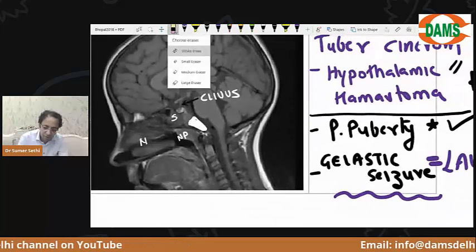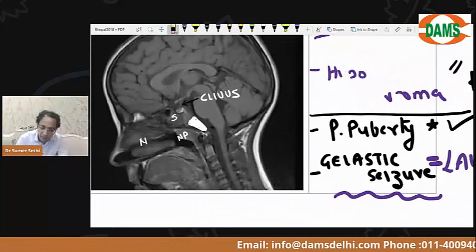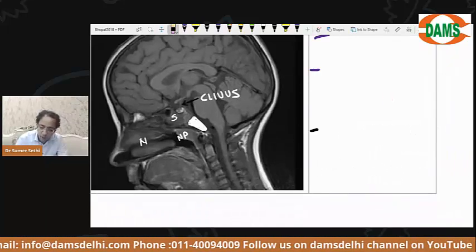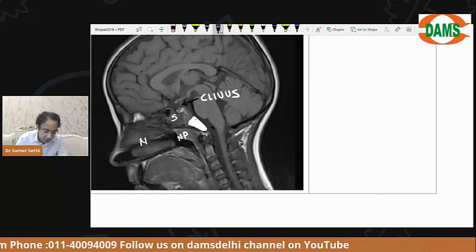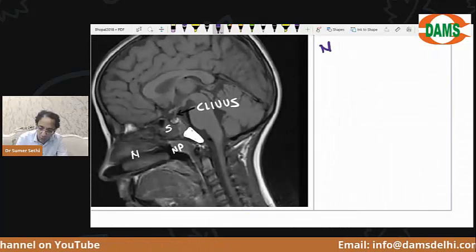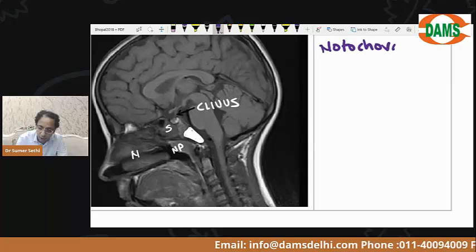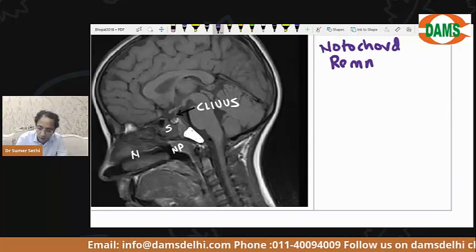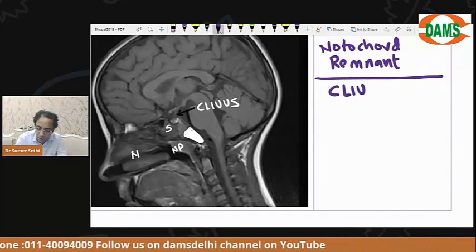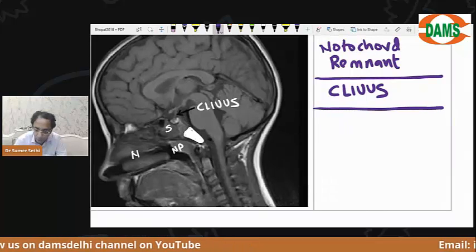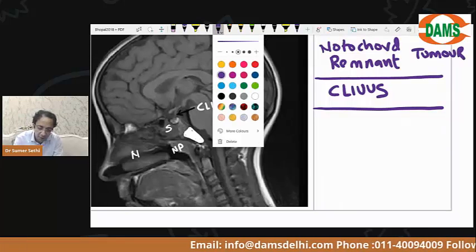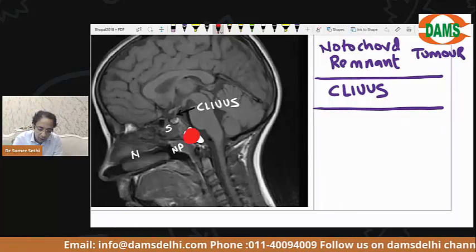Please see now, everybody. Behind your nasopharynx, you have a bone which is formed by the basisphenoid and the basioccipit, called the clivus. Okay, this bone is called the clivus. Now suppose you have a notochord remnant tumor developing in the clivus of a patient, which doctor will be able to see this tumor?